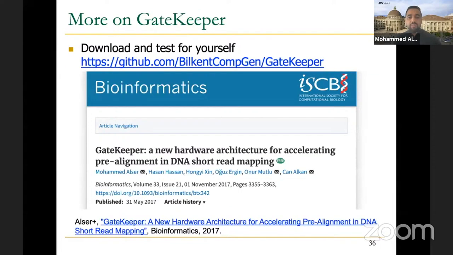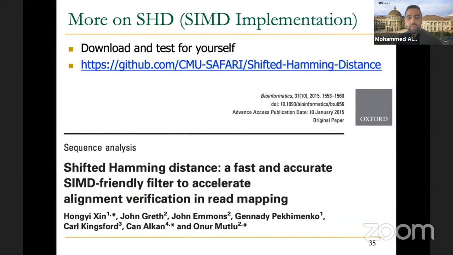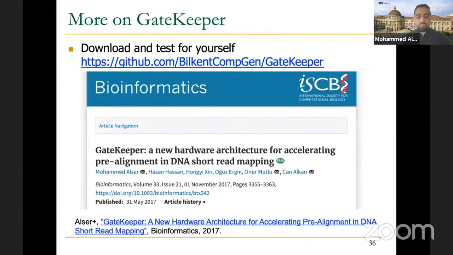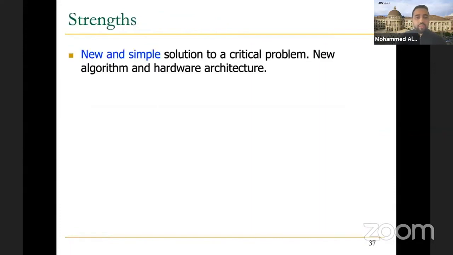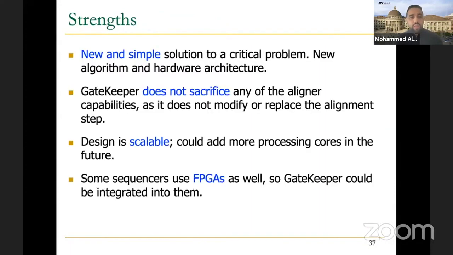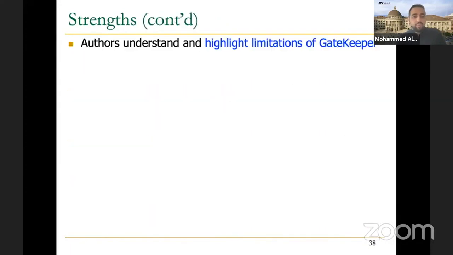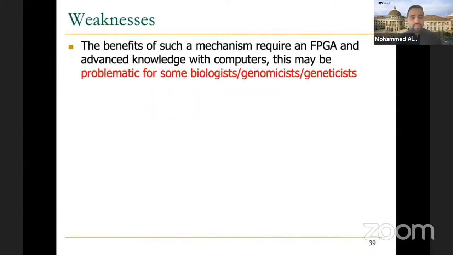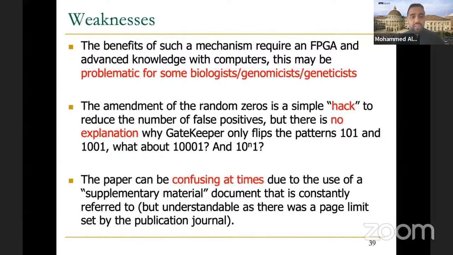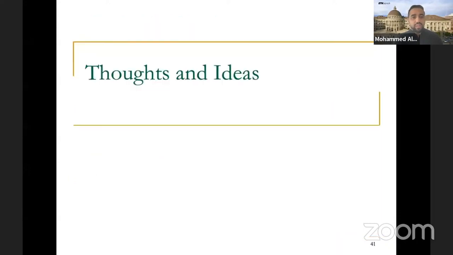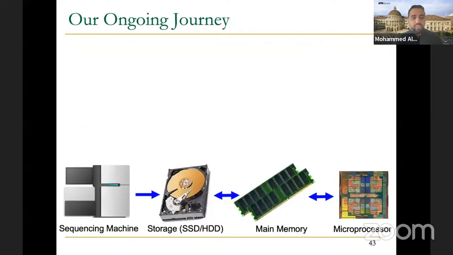This is the Shifted Hamming Distance paper published in Bioinformatics. This is GateKeeper, also published in Bioinformatics in 2017. As for the strengths and weaknesses, I will leave it to you to go through the slides and try to fetch the strengths and weaknesses. I would like to mention something very important.